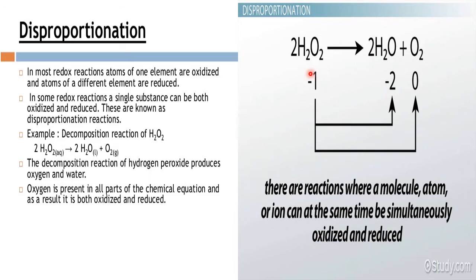Now this minus 1, here what is the ON of O? Minus 2. Here what is the ON of O? It is a neutral molecule, so it is 0. So the same atom, oxygen, has undergone minus 1 to minus 2, that is a decrease in the ON, and the same oxygen from minus 1 to 0, an increase in the ON. That means the same atom is undergoing decrease as well as increase. Therefore this example falls under the category of disproportionation reaction.